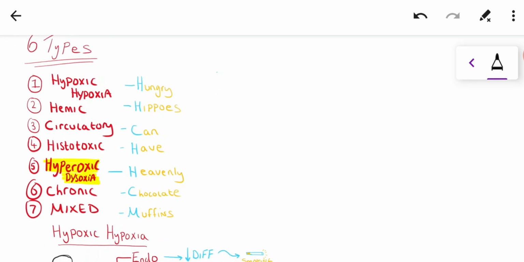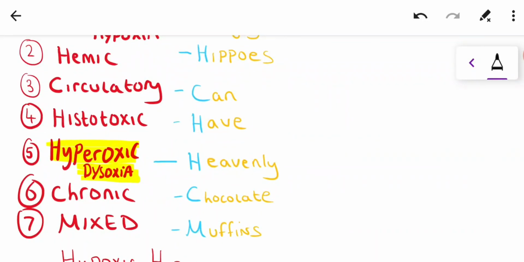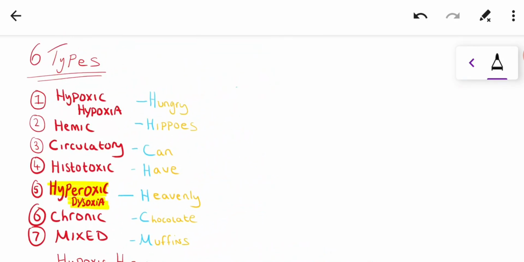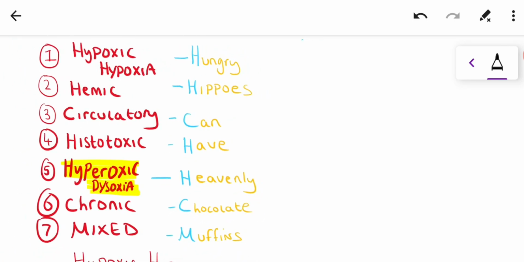You need to know there's 6 types, with an extra one here, which is not technically a hypoxia, but you still need to know it. Hypoxic hypoxia, hemic, circulatory, histotoxic, hyperoxic dysoxia, this one is the odd one out, but still know it anyway. Chronic and mixed.